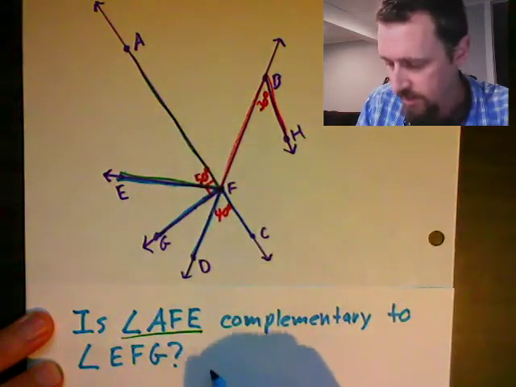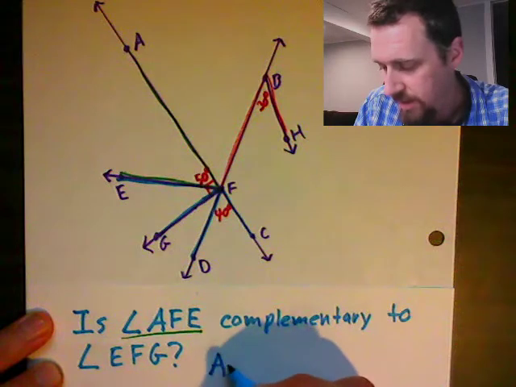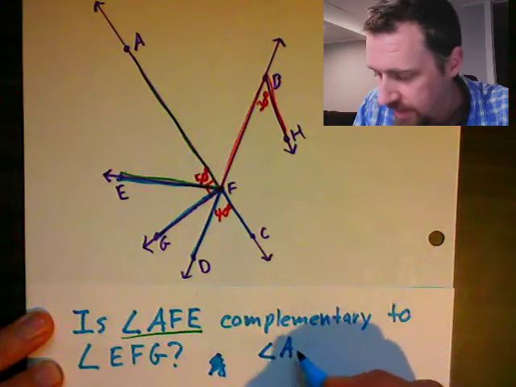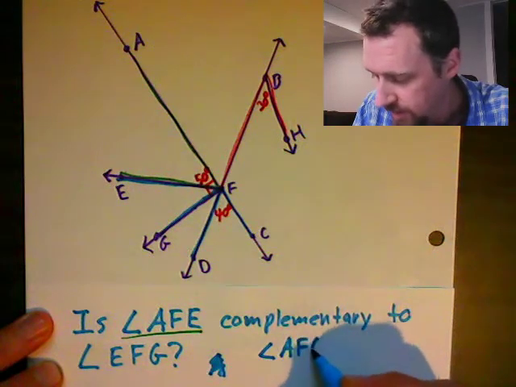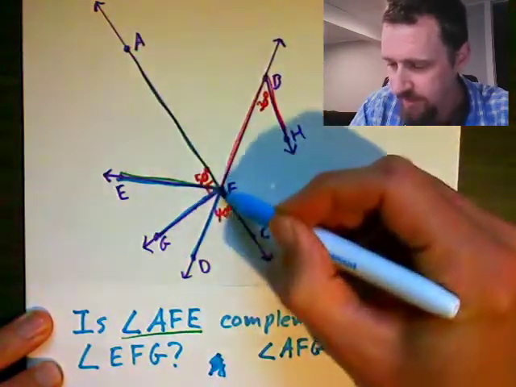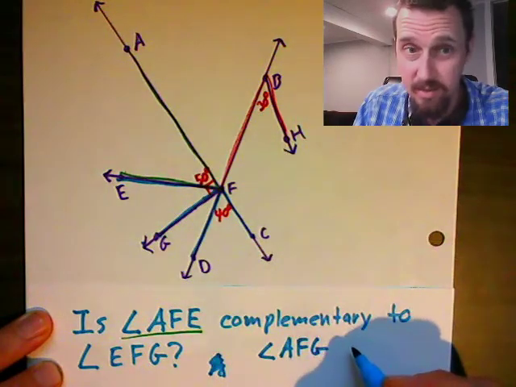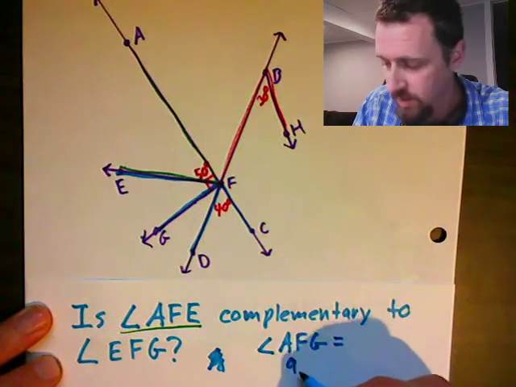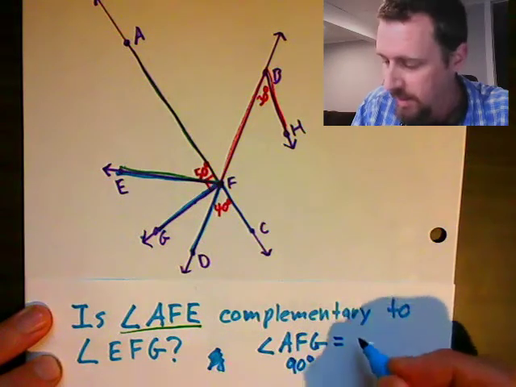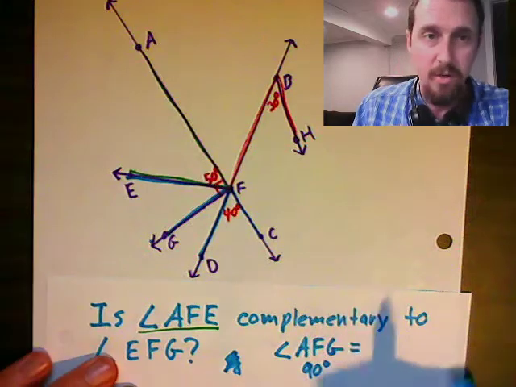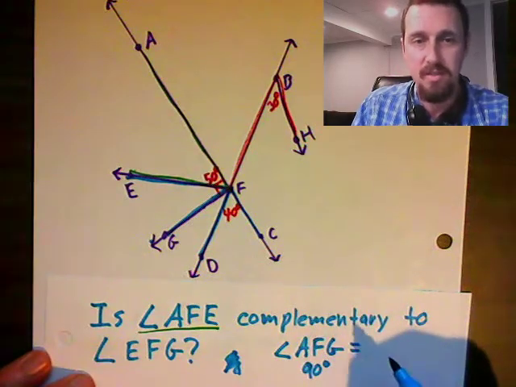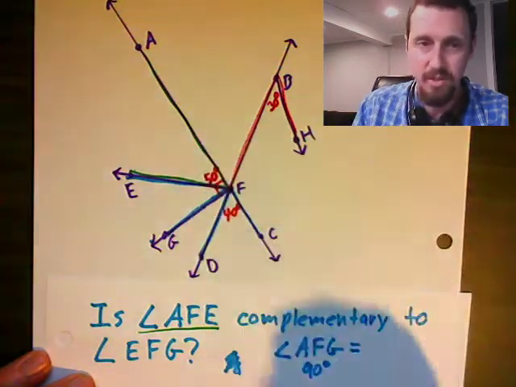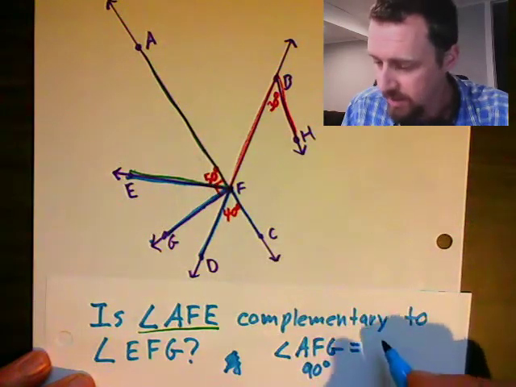so we know that AFG, this big one, AFG, is 90 degrees, and we know that our angle addition postulate says that if those two angles are in there, then they have to add up to the same thing.